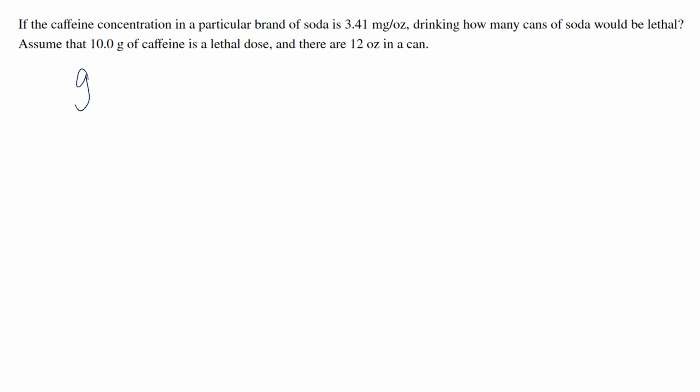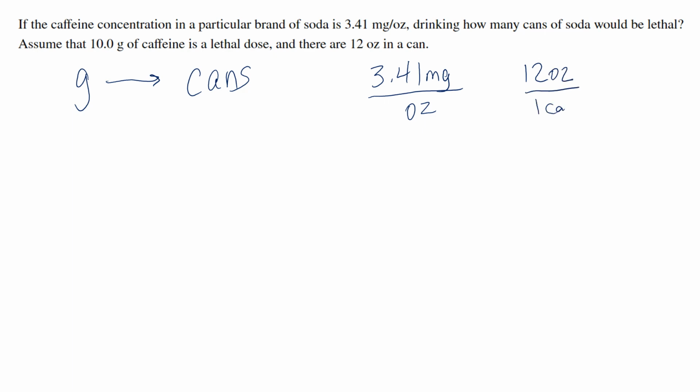So we're starting with grams of caffeine and we're trying to figure out cans of soda. So I'll write those conversion factors again just so that we remember what they were. So 3.0 milligrams per ounce. We also had the 12 ounces per 1 can. And then we had our lethal dose, which is what we're going to start with. So you're starting with your lethal dose, 10 grams of caffeine.